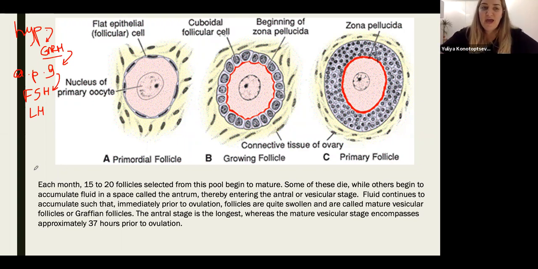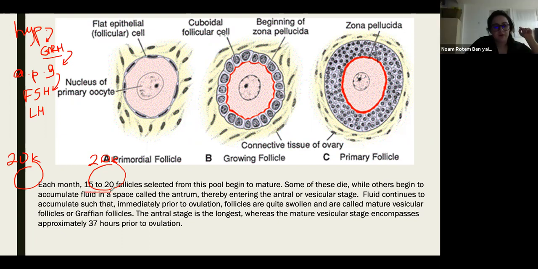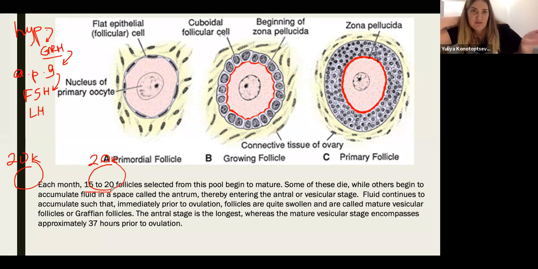We said that we had two ovaries, right? Hopefully. Each ovary hopefully had 20K of follicles, am I right? Total number is 40K. How many follicles do we choose every month out of this 40K? 15 to 20. How do we choose them? How do we make sure that these 15 to 20 are the chosen ones?